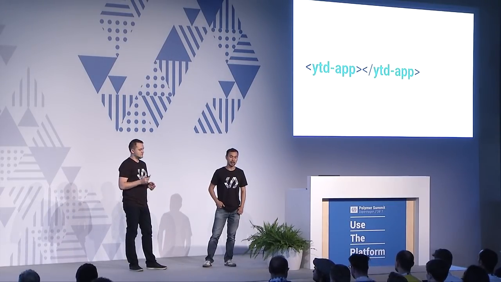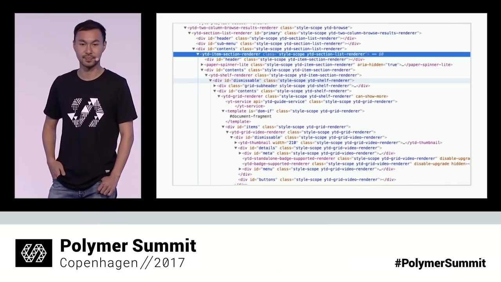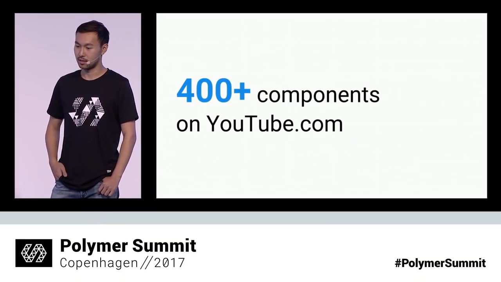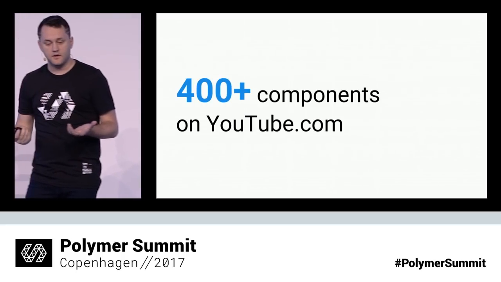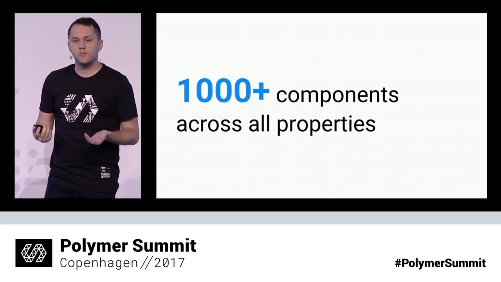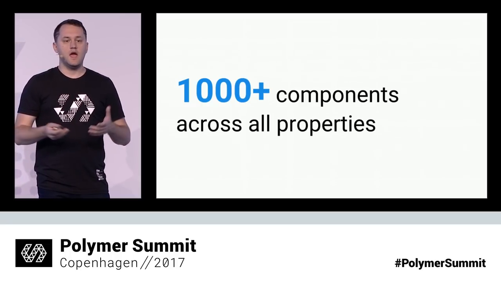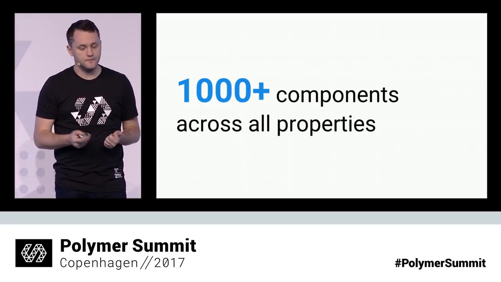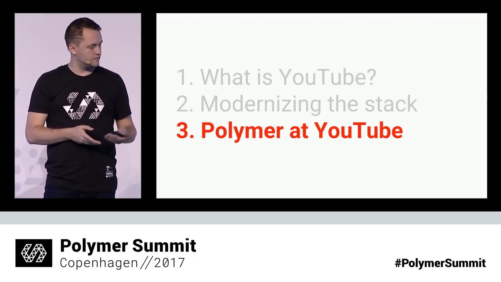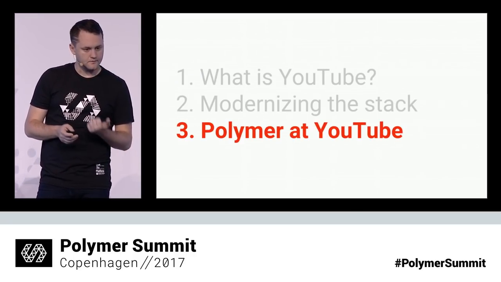So what is it made of? Well, the site is 100% Polymer. And by that, I mean from the app tag down, you can inspect the site, and you can see all the components right there. We have about 400 components that are just YouTube specific. More than 1,000 components across all the code bases. And we're happy that we can share a lot of our components across different projects. So let's talk a little bit more about how we use Polymer at YouTube.